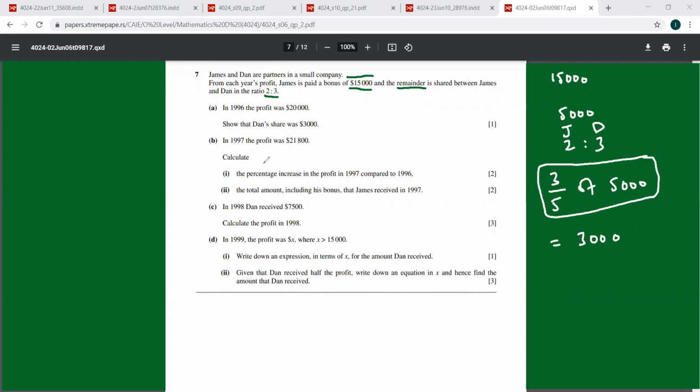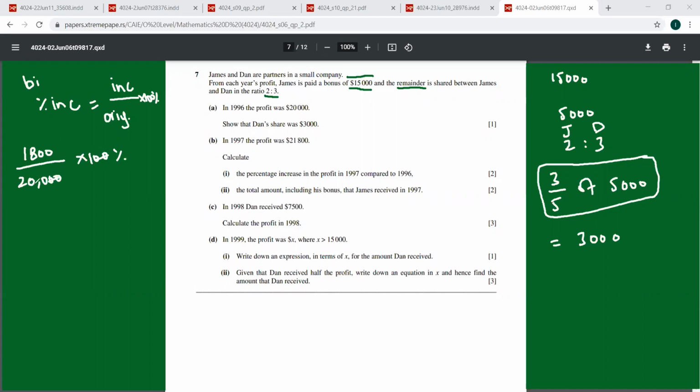Next, it says in 97, the profit was 21,800. Calculate the percentage increase in the profit in 97 compared to 96. So we have to find, in this B first part, the percent increase. The formula for this is the increase over the original, times 100%. So we have to see how much is the increase. You can see that the increase is 1,800. So there is an increase of $1,800 out of $20,000 times 100%.